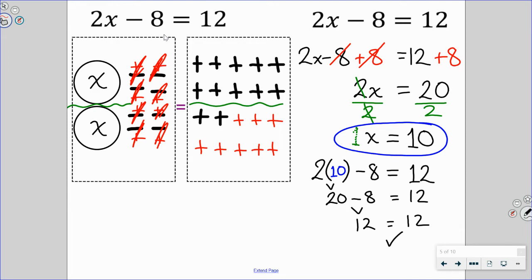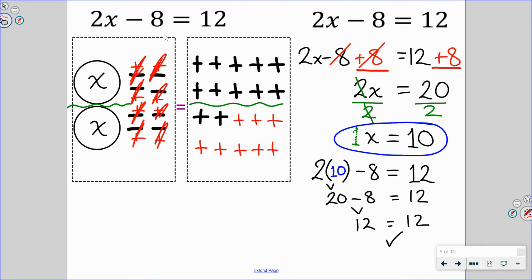All right, if you need, pause, rewind, watch those videos again. Look how pictorially, and I use the colors on purpose, look what happened. We got rid of 8 minuses with 8 pluses, and so I wrote plus 8 on both sides of this equation with numbers and symbols.